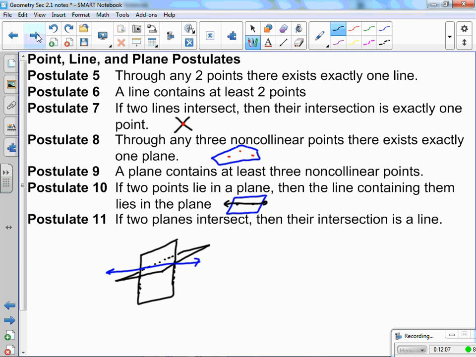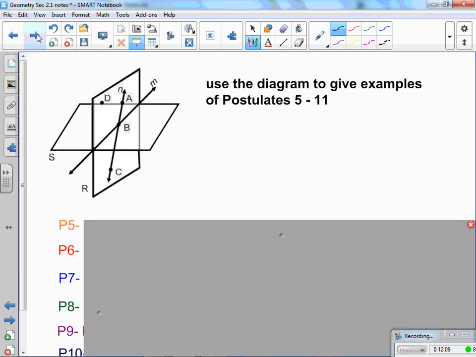So on to the next page. So I want to use this diagram to give examples of postulates 5 through 11. The postulates we just went through. All right, postulate 5 says through any 2 points there exists exactly one line. So any 2 points. So in this picture, there's only one line that I have drawn that has 2 points in it. We've got line N, which has A, B, and C in it.